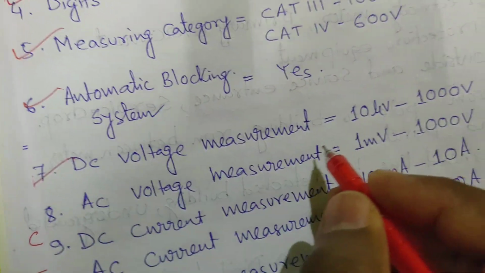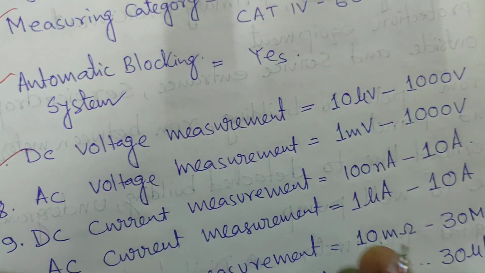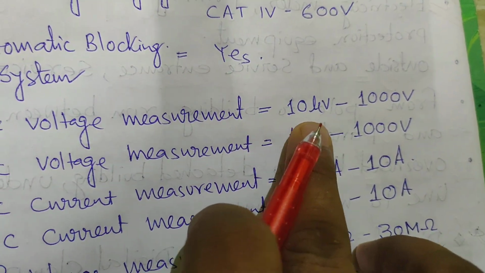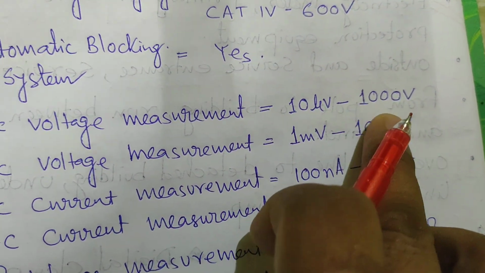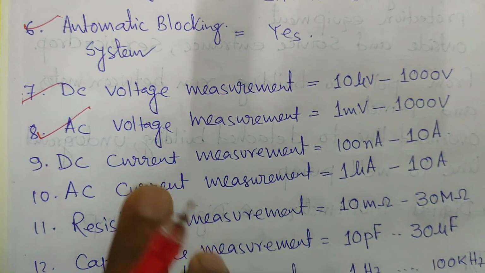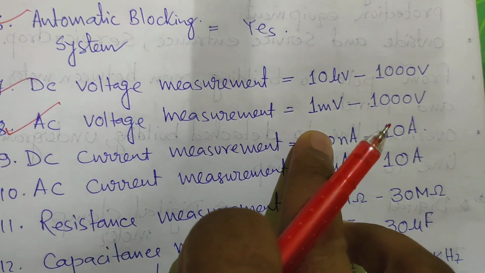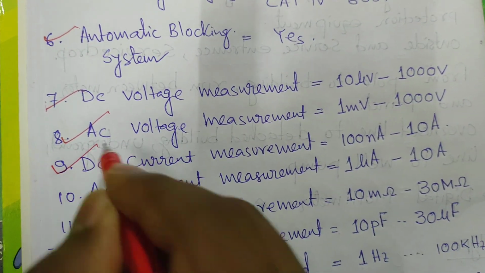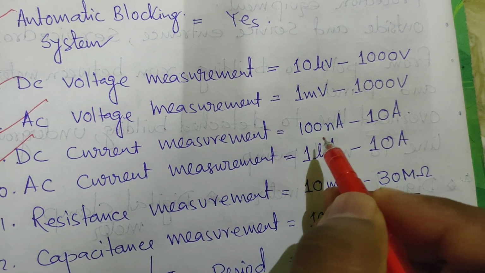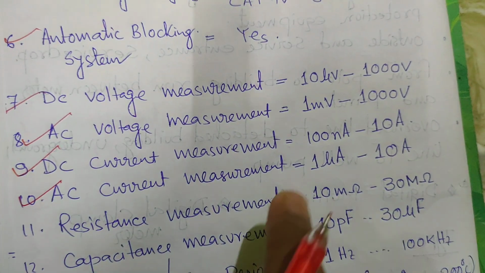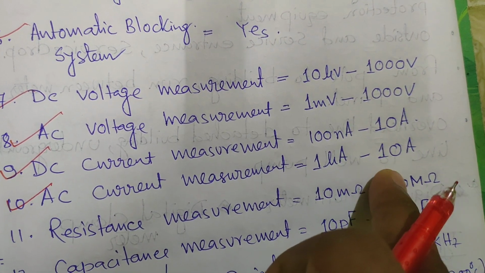DC voltage measurement from 10 microvolt to 1000 volt. AC voltage measurement from 1 millivolt to 1000 volt. DC current measurement 100 nanoampere to 10 ampere. AC current measurement 1 microampere to 10 ampere.